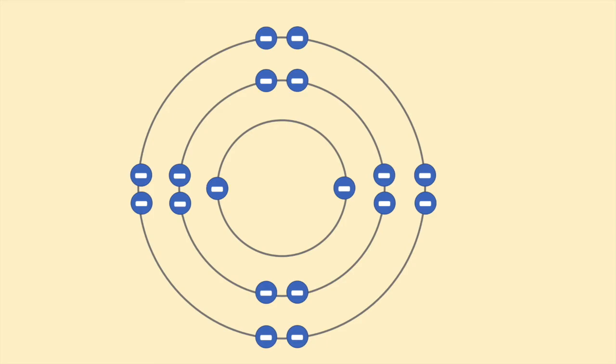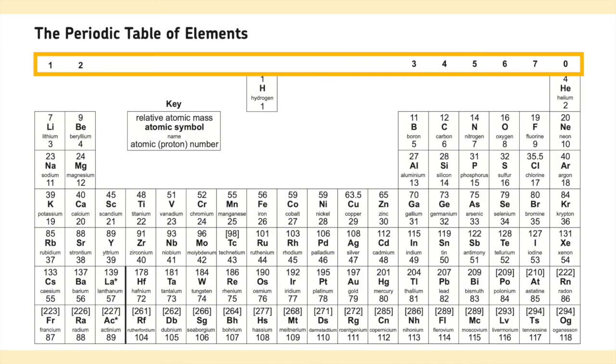The second thing that you might have noticed in this video is that there's actually a connection between the group number that an element is in and the number of outer shell electrons that it has. So group 1 elements will have 1 outer shell electron, group 2 will have 2 outer shell electrons, group 3 will have 3, group 4 will have 4, and so on until group 0, which will have a full outer shell of electrons.